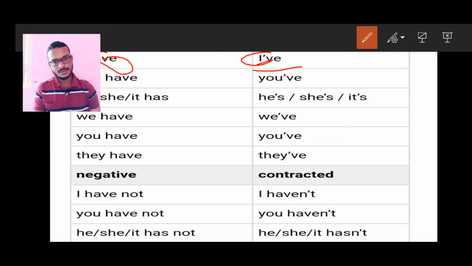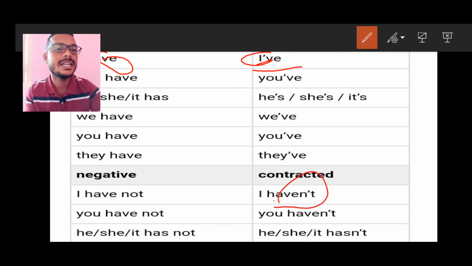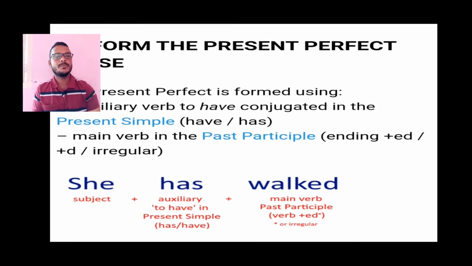And in the next, the negative, I have not. Very easy. How we write that? Have not. See, you can observe here, you have to write have and just n apostrophe t. I haven't. You have not, you haven't. He hasn't. In this way, we use these helping verbs, and the short form, contracted form of these helping verbs in the sentences.